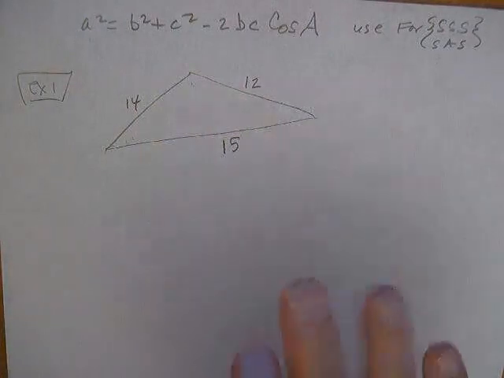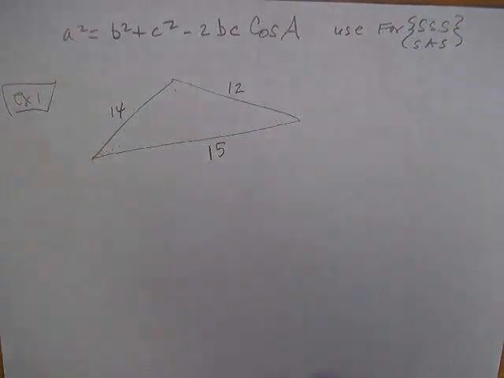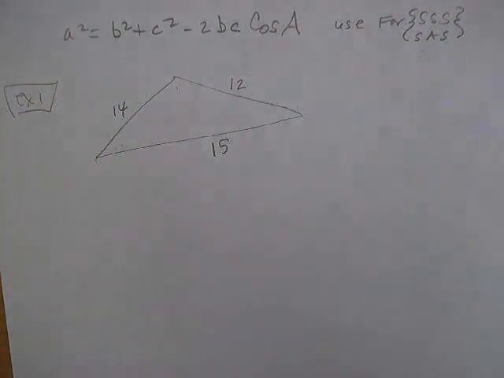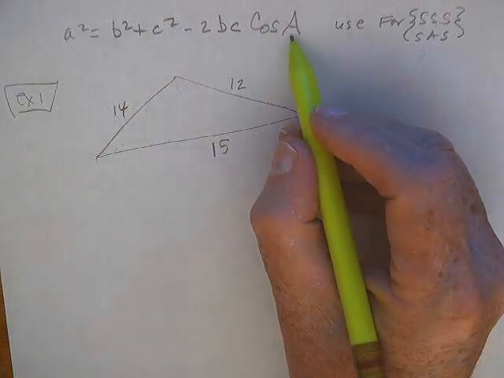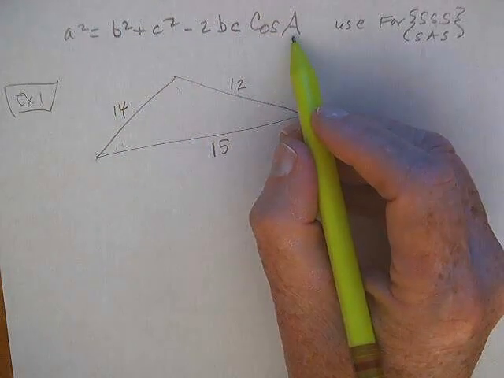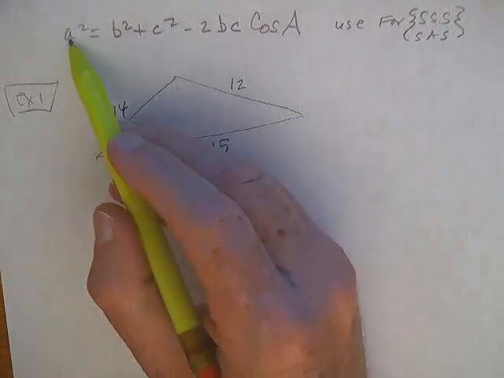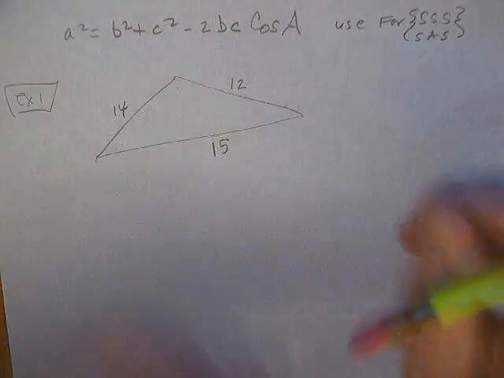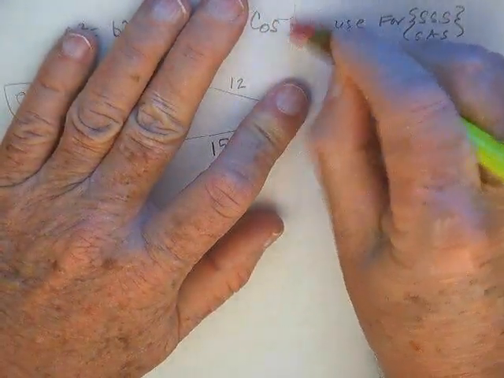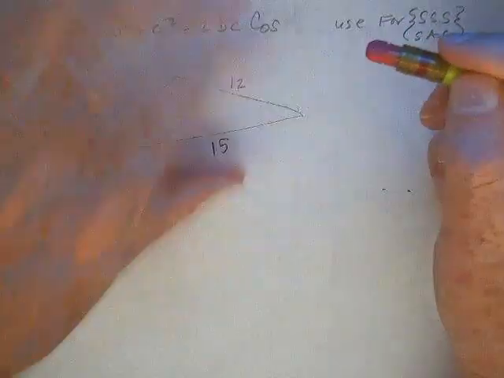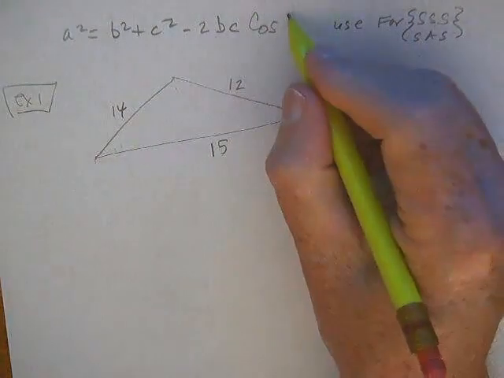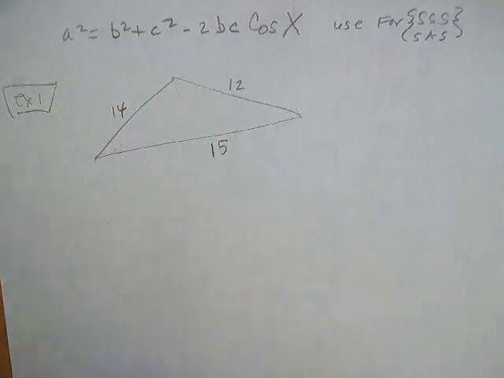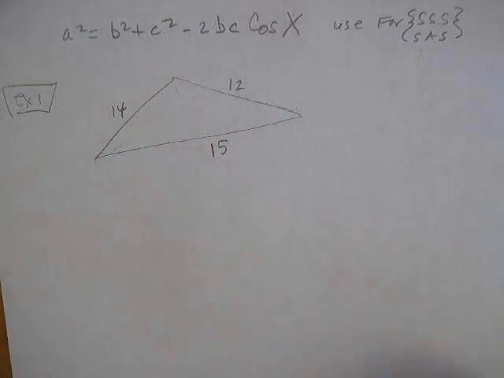We also have a calculator issue, and that is the calculator cannot distinguish between capital letters like a capital A and lowercase letters like a little a. So we're going to change this to a different letter because we're fixing to type letters on the calculator screen. And we're just going to call it angle X. Okay?